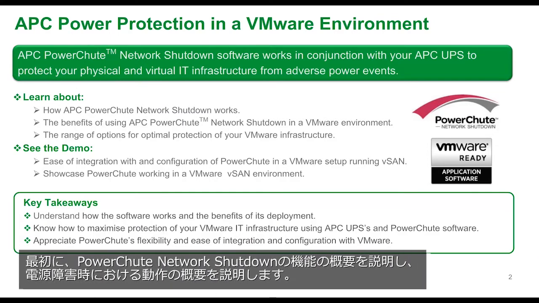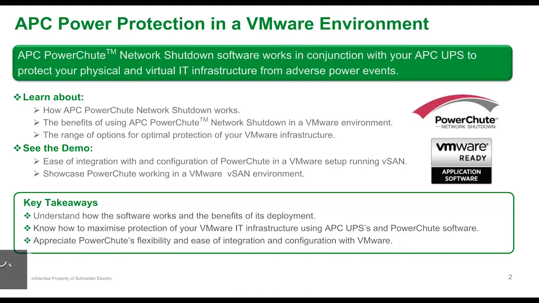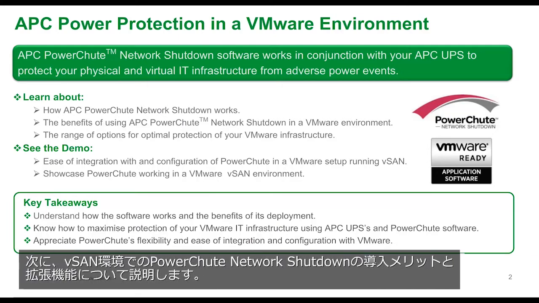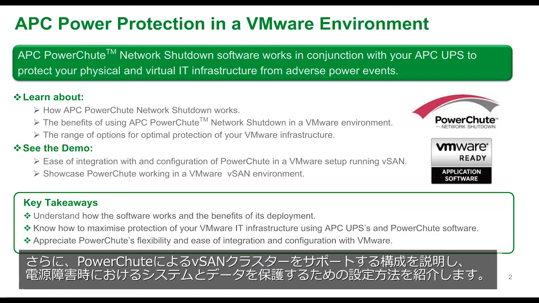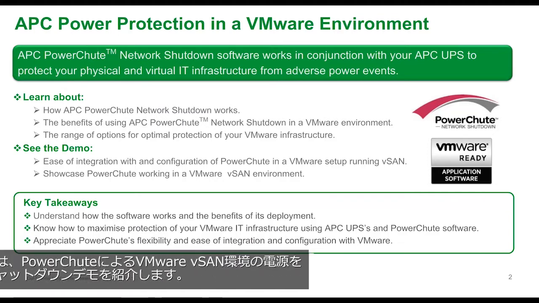The next 20 minutes is structured as follows. For those of you not familiar with PowerChute, this module first provides an introduction to the software's capabilities before providing a high-level overview of how PowerChute works. We will then discuss the benefits of deploying PowerChute Network Shutdown in a VMware vSAN environment, including the range of options available. Following this, a technical demo will show you how to configure PowerChute to support a vSAN cluster before showcasing PowerChute Network Shutdown protecting your vSAN architecture during a power outage.